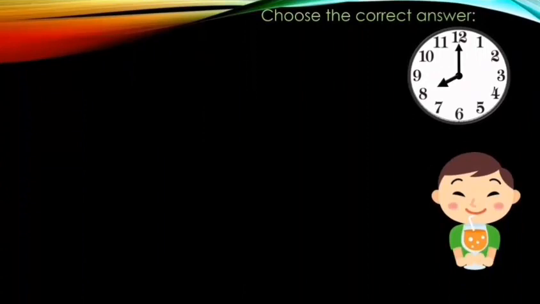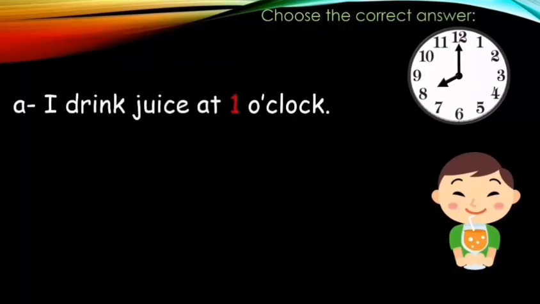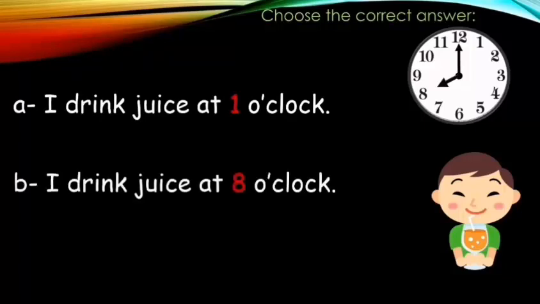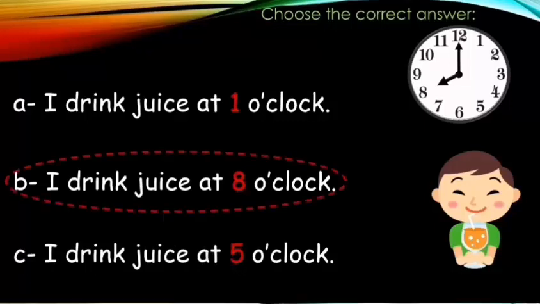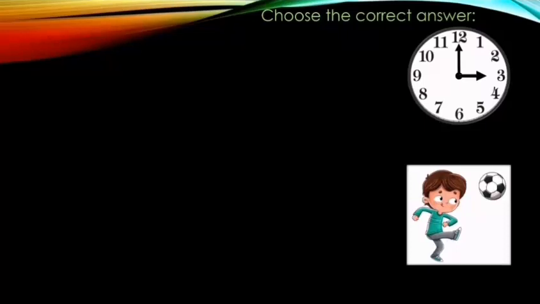Choose the correct answer. I drink juice at 1 o'clock. I drink juice at 8 o'clock. I drink juice at 5 o'clock. So the correct answer will be I drink juice at 8 o'clock. Good.